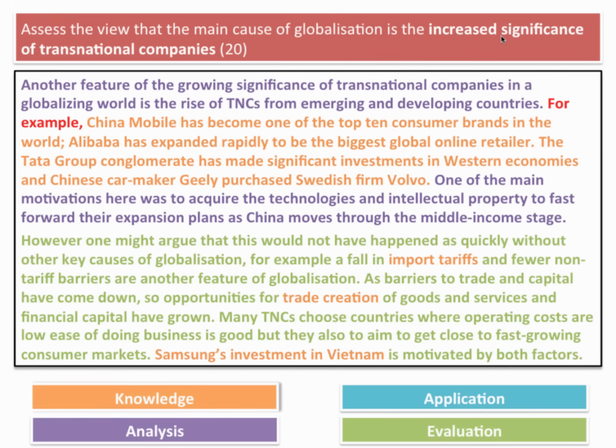Think about the message that sends to the examiner about your awareness on this topic. So in this part of the answer, I talk about China Mobile being one of the top 10 brands in the world. Alibaba has become a huge online retailer globally. The Tata Group rivals Samsung as one of the world's biggest conglomerates. Geely, Chinese car maker, buys the iconic Swedish firm Volvo.